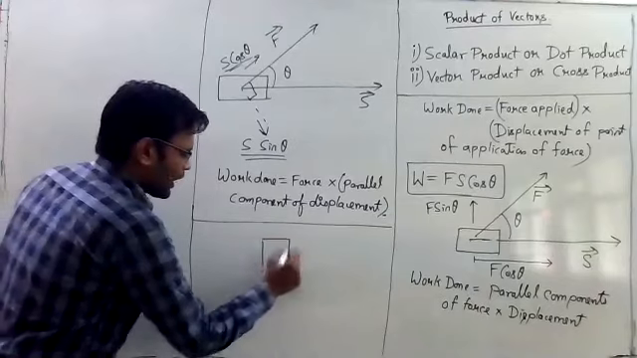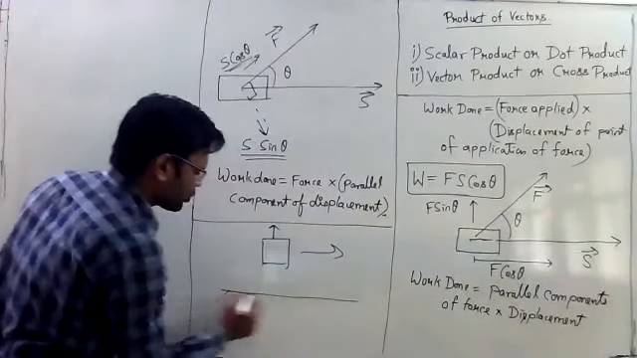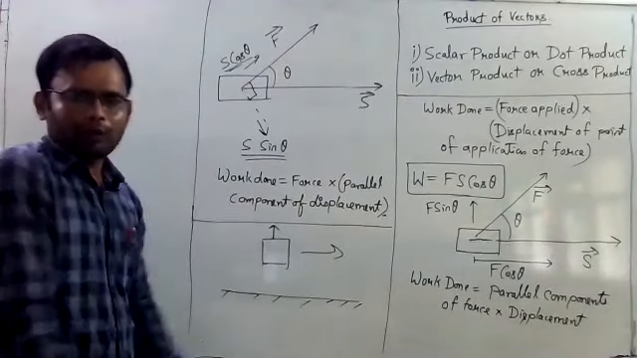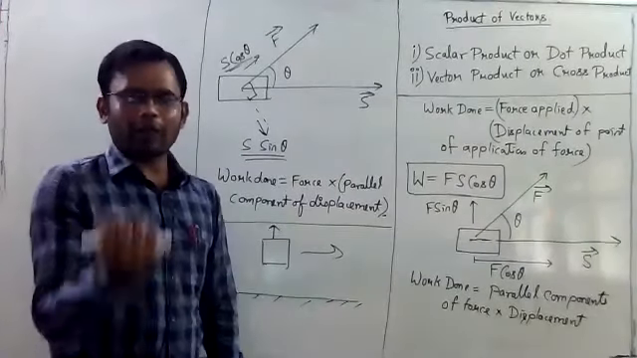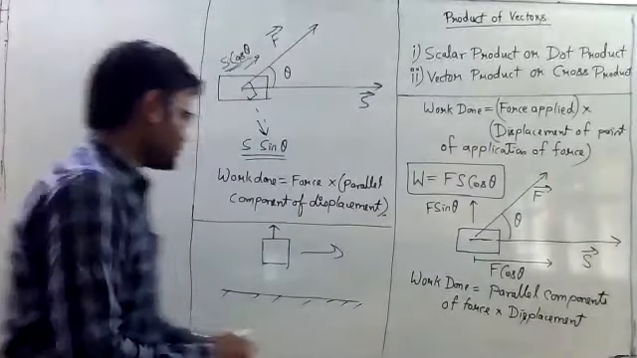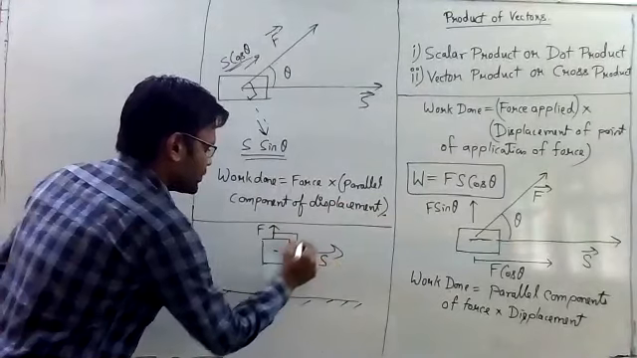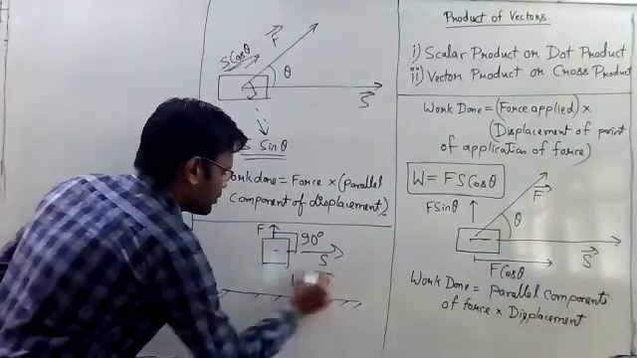Suppose you are carrying a bag and walking on the road. What is the force applied? You are applying the force in the upward direction. You want to lift the bag, so you will apply force in the upward direction to beat the gravity, and you will be moving in this direction. So what is the angle? The angle between the force and the displacement is 90 degrees. Here, work done is zero.